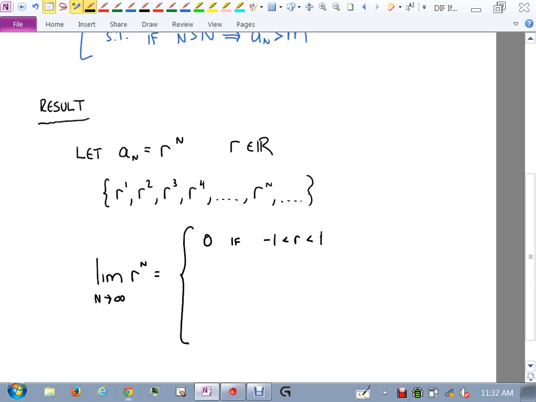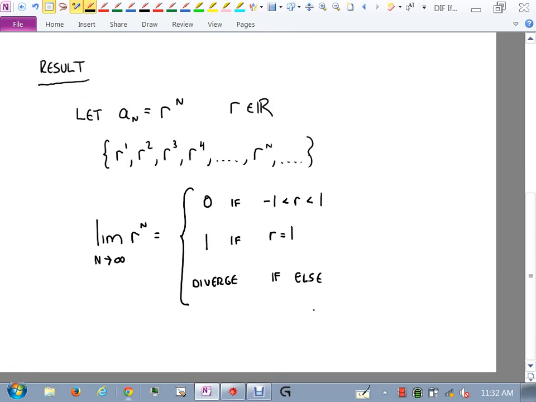Now, how do I get 1 to be my limit? If r was 1, right? If r is exactly 1. And then what I'll say here is diverges if, I'll use some computer language, else. What does that mean? If it's anything else other than these conditions, it diverges. So if r is negative 1, you're not here. If r is negative 1, you're not here. So that means you have to be here.